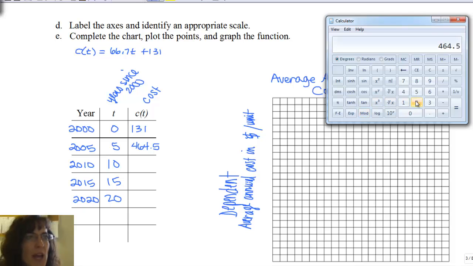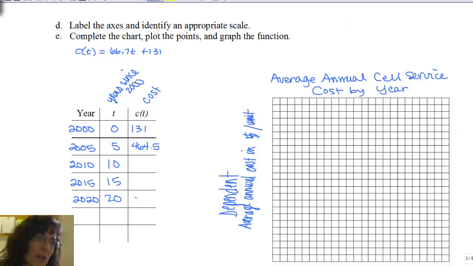So I'm looking at 66.7 times. Now you notice I'm plugging in the t's, not the years, because if I plug in the years, I'm going to get giant numbers that really don't make any sense for my function, because my function says t equals 0 is the year 2000. So for every year after, it should be the number of years after 2000. So 20 times 66.7, and then I'll add in the $131, and I get $1465 for the 2020.